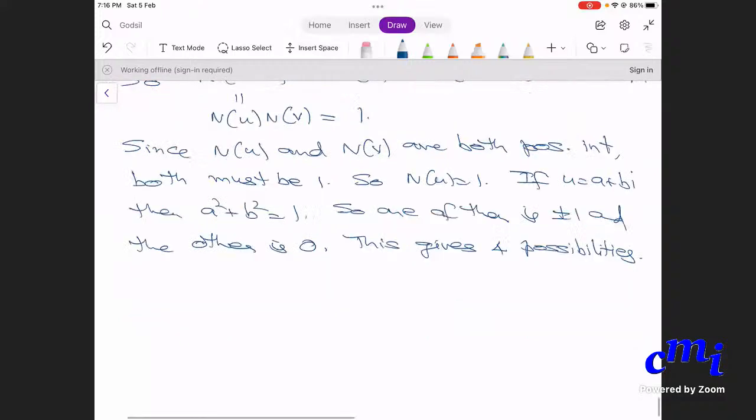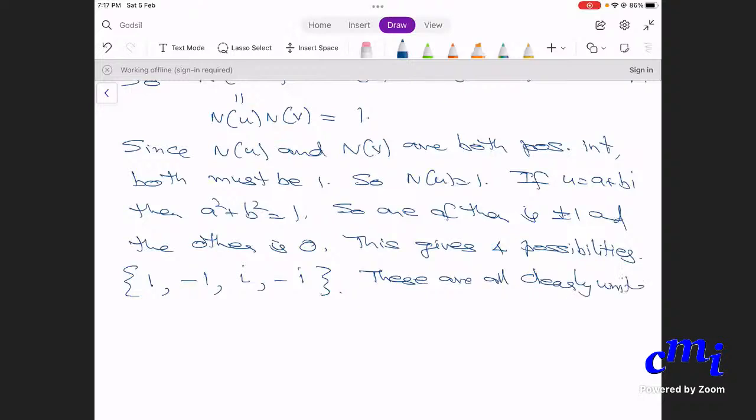And what are the 4 possibilities? If A is 1 and B is 0, that gives 1. If A is minus 1 and B is 0, it gives minus 1. If A is 0 and B is 1, it gives i. And if A is 0 and B is minus 1, it gives minus i. And so if U is a unit, it has to be only one of these. That's all we have shown so far. So far we have shown that if U is a unit, then U must be equal to either 1, minus 1, i, or minus i. And these are all units, easy to check.